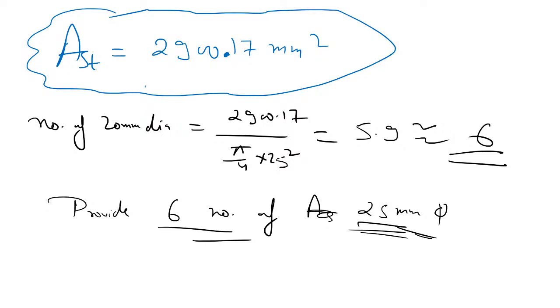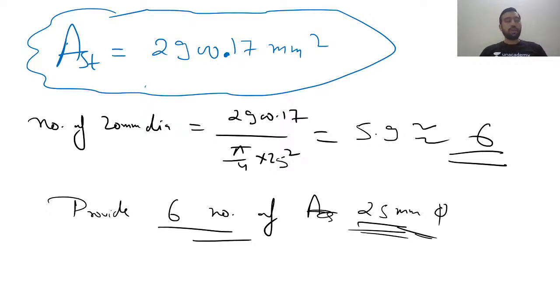So compression reinforcement will not be designed here, but still you have to provide that in order to sustain your shear stress and all. Whenever you are providing these 25 mm dia bars, at the same time you can also provide the 25 mm dia bar on the compression face so that your shear reinforcement can be hanged there or it can be held, isn't it?